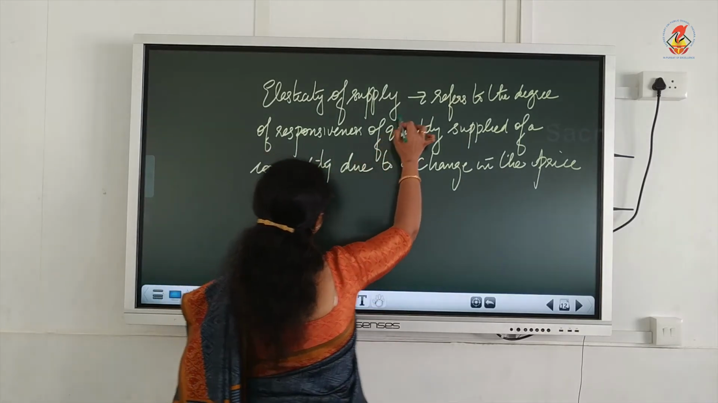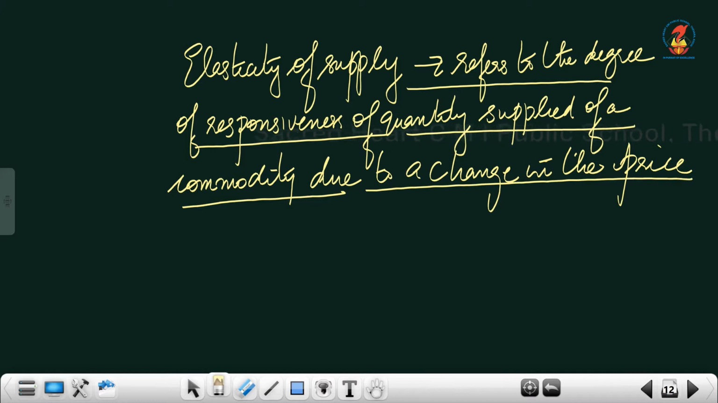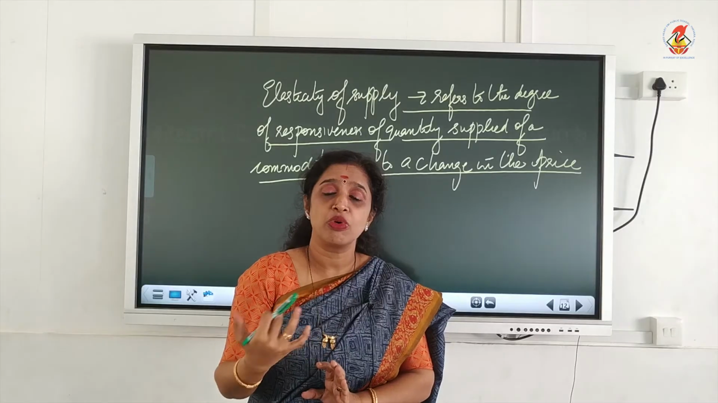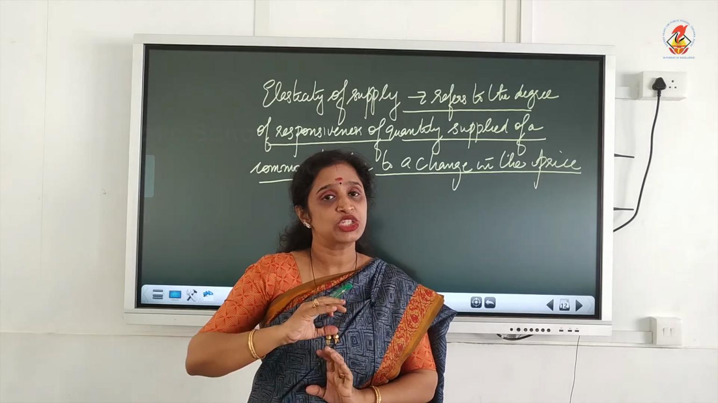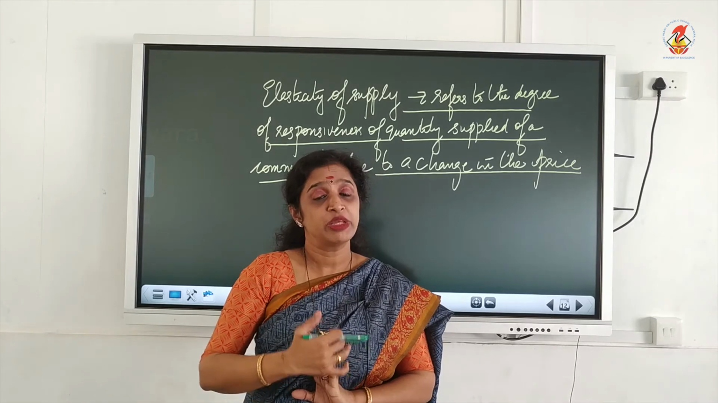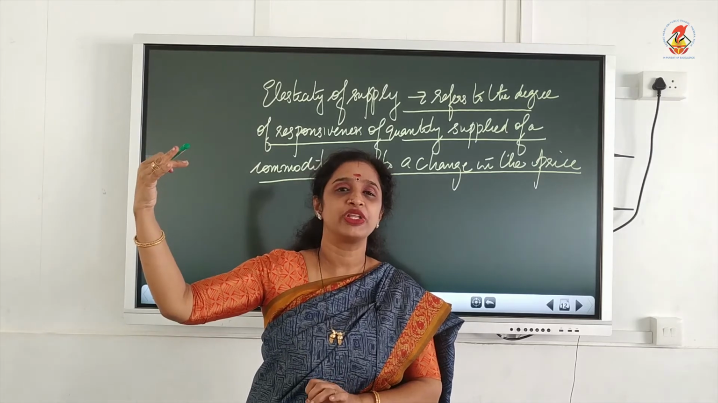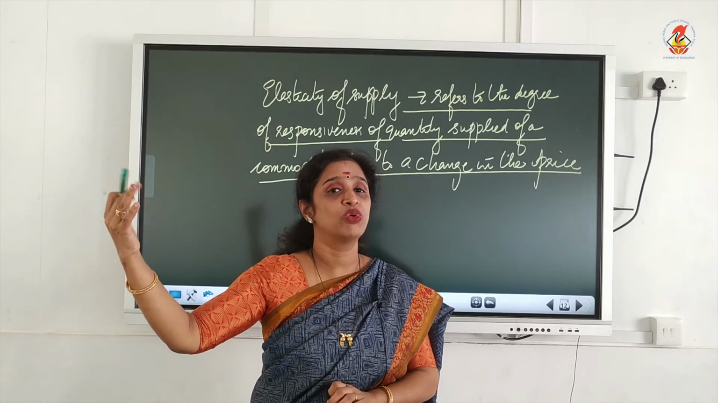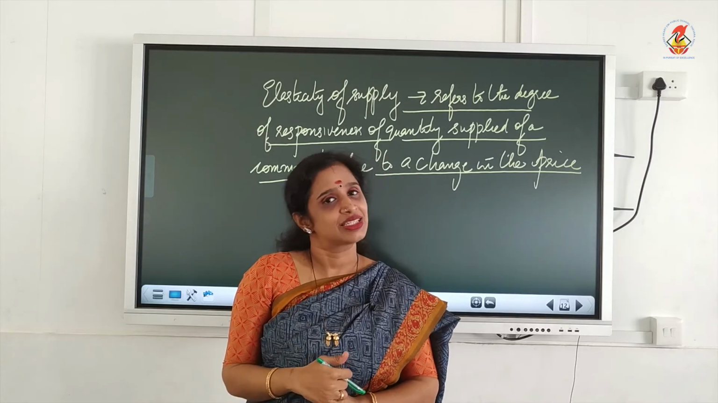What is elasticity of supply? It refers to the degree of responsiveness of quantity supplied of a commodity due to a change in the price, which means it shows a degree of responsiveness of producers when the price changes. When the price increases, the degree of responsiveness for the producers will be more, and when the price decreases, the degree of responsiveness of producers will be less.